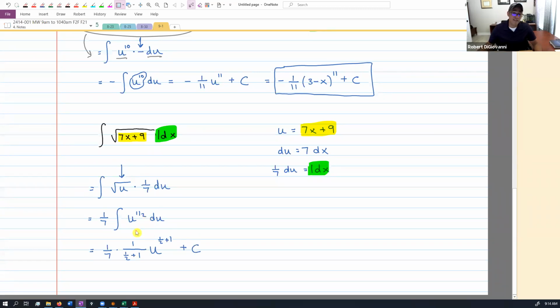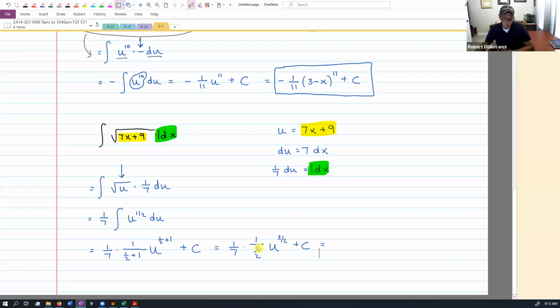And remember, it's at this step, everyone, that the integral sign goes away because we're actually taking the antiderivative. So it's like from here to here, the integral disappears, and you always have to remember to add the c. So this should give us 1/7 times 1/(a half plus 1, which is 3/2), and then u to the 3/2 plus c.